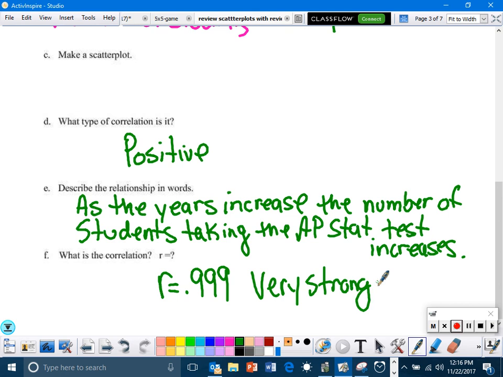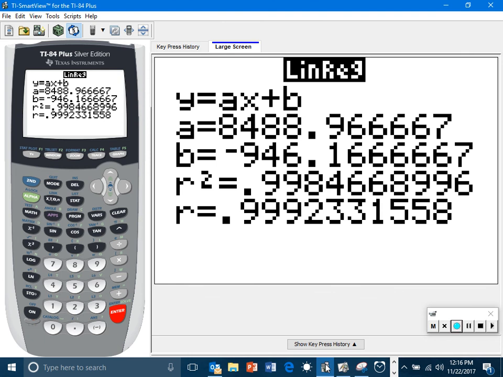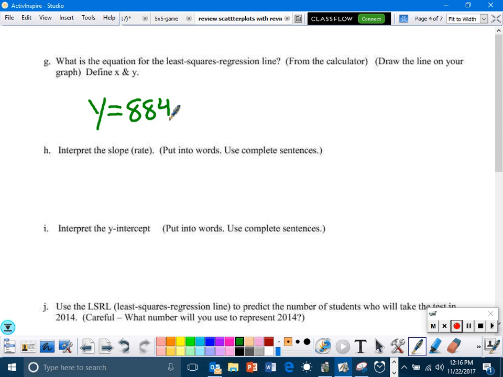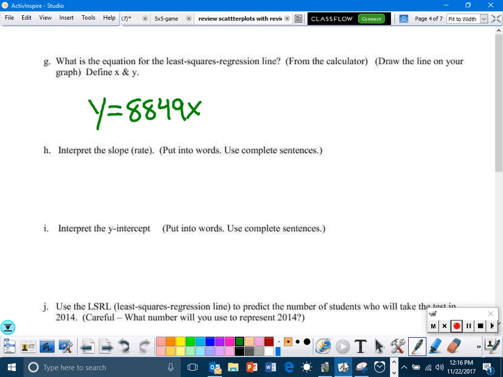Okay, the next page. Our equation. So y equals, okay, the a value, we're going to round it to 8,489. Followed by x. And the b value is negative 946. So I'm going to put plus negative 946. All right, what does x mean? X is the year, and y is number of students.